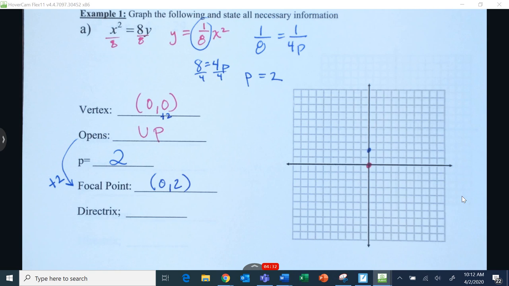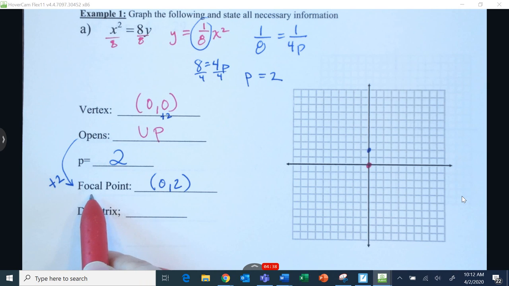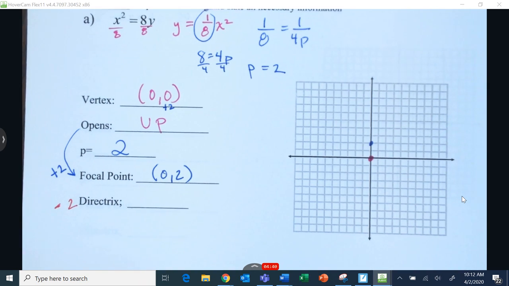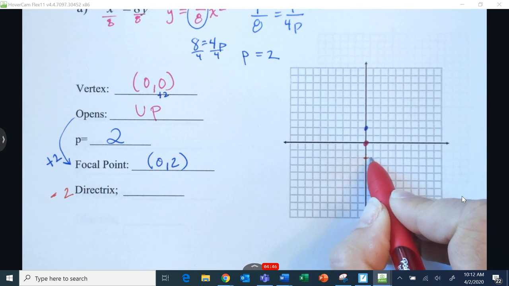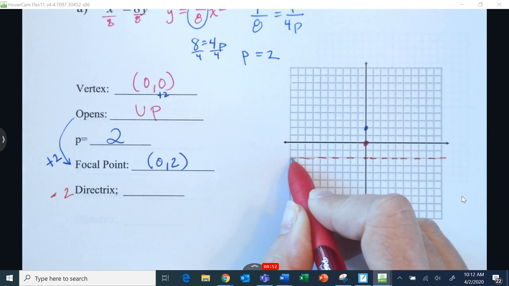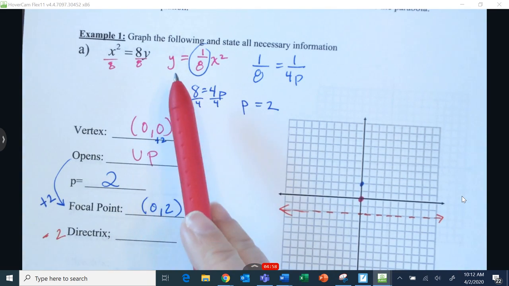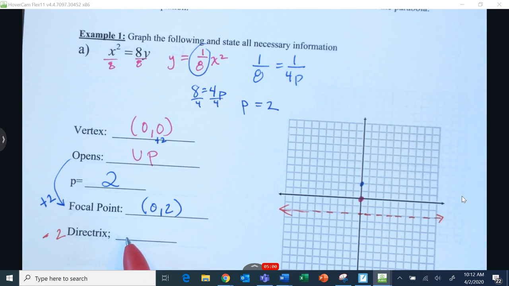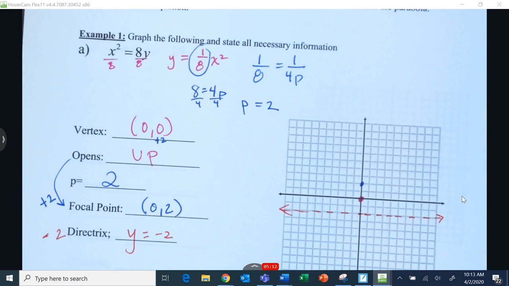And then the directrix goes the other direction. Since I went plus 2, I'm going to subtract 2 from the vertex for the directrix, so I'm going to go down 2. But that is a line. That line is going to be y equals, if this original equation was a y equals. That gives you an idea of which variable the directrix will use. It's going to be the exact same variable that is to the first power here. So this is going to be y equals -2.